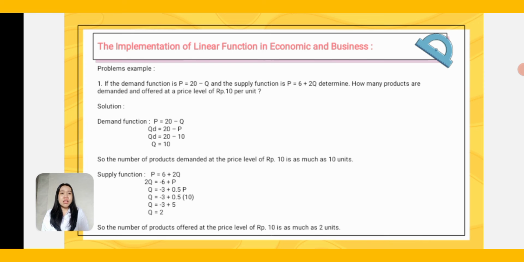The last is the supply function, P equals 6 plus 2Q. So 2Q equals minus 6 plus P, Q equals minus 3 plus 0.5P equals minus 3 plus 0.5(10) equals minus 3 plus 5 equals 2. So the number of products offered at a price level of 10 rupees is 2 units.